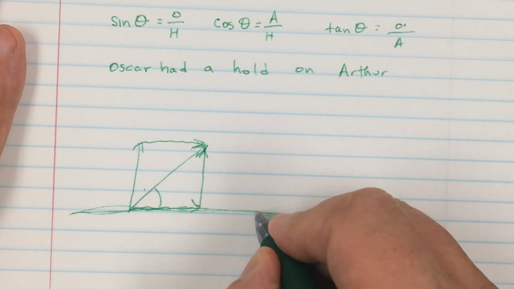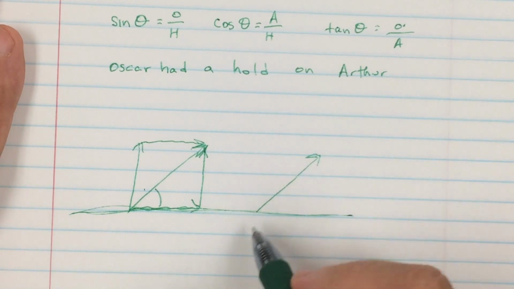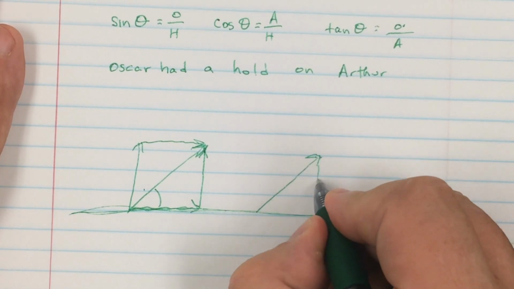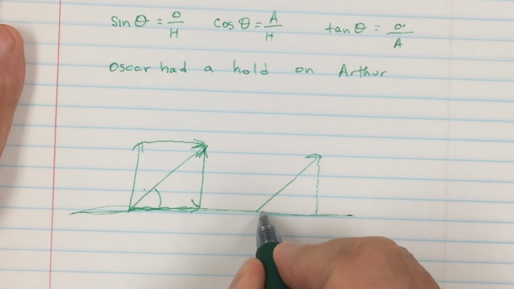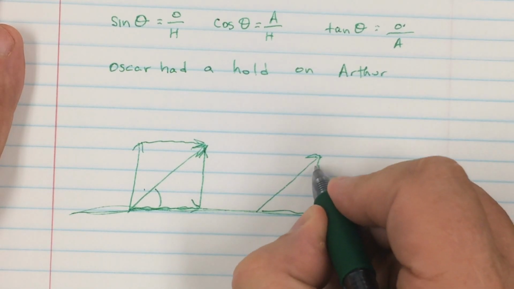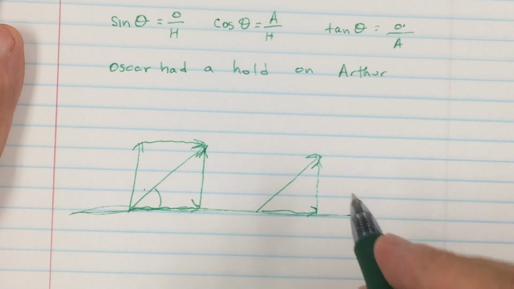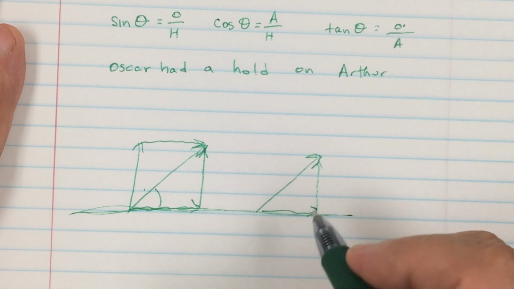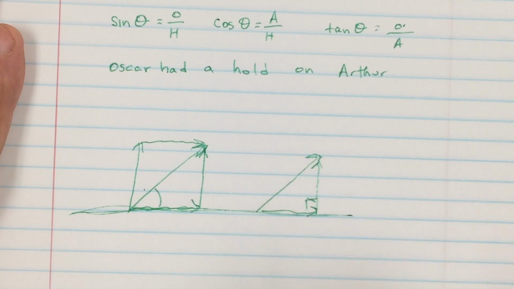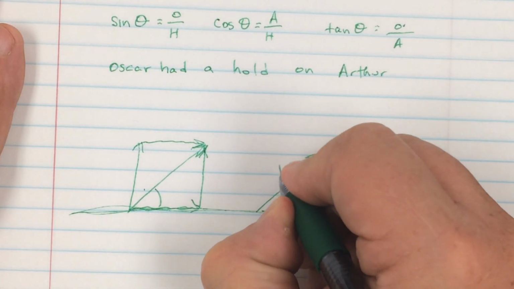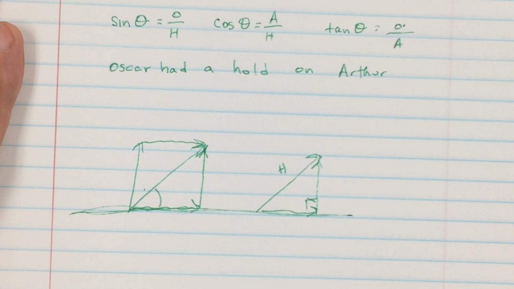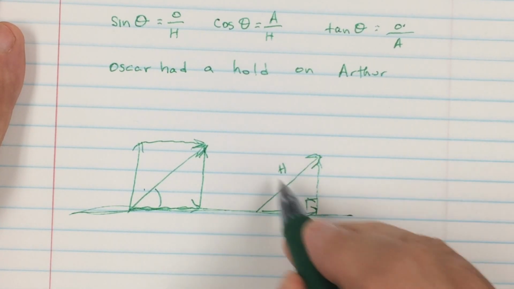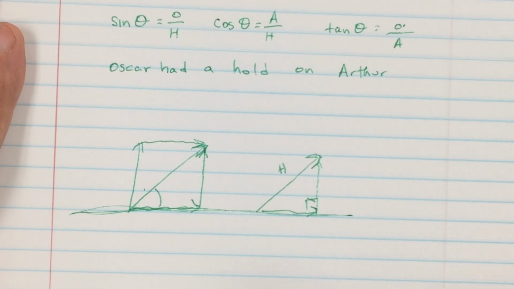So I'm going to redraw it here. Here was my original. Here was straight up and down. Here is straight over. And the reason I redrew it is so that you could see that straight up and down and straight left and right is a 90-degree angle. So I've got a right triangle, and here is my hypotenuse. Hypotenuse is always opposite of the right angle.